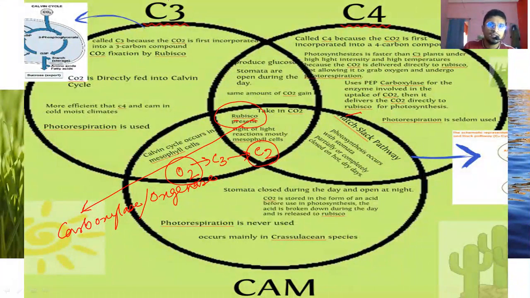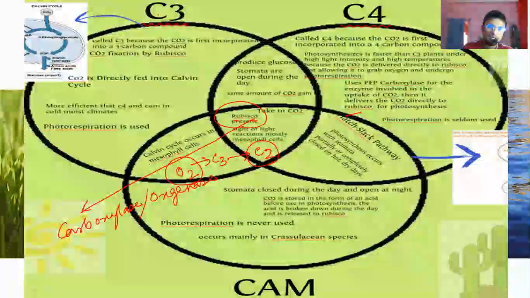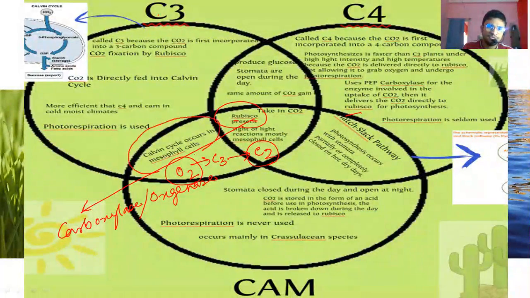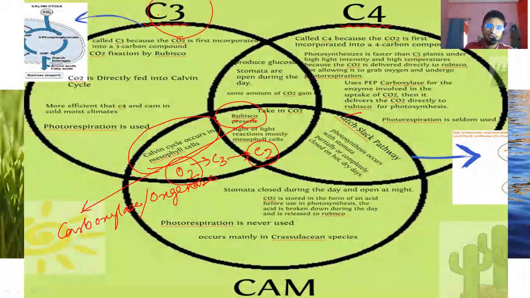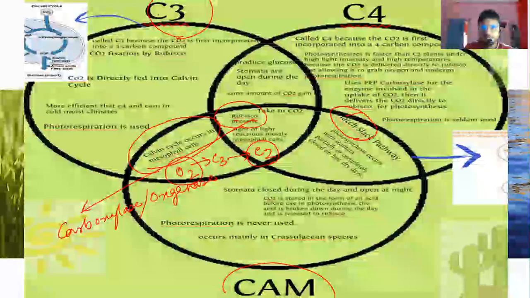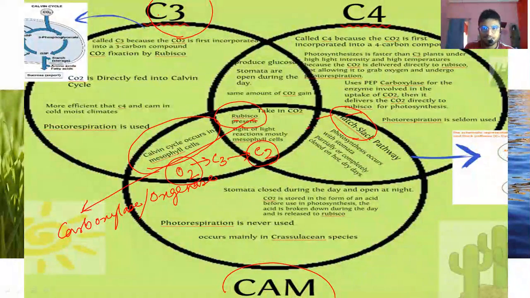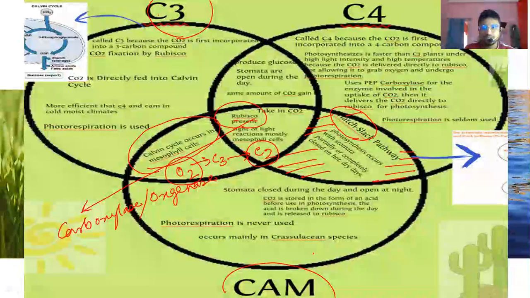Now, if you take C3 and CAM, what is the similarity? You can see Calvin cycle occurs in the mesophyll cell. So Calvin cycle occurs in the mesophyll cell for both C3 and CAM. It's normal for it. But remember, the Hatch and Slack pathway is totally absent in C3. So the Hatch and Slack pathway, or C4 pathway, is common. You can see this part is common for CAM and C4. This is the beautiful representation. So the Hatch and Slack pathway is present in CAM as well as C4. So this is the most important part.